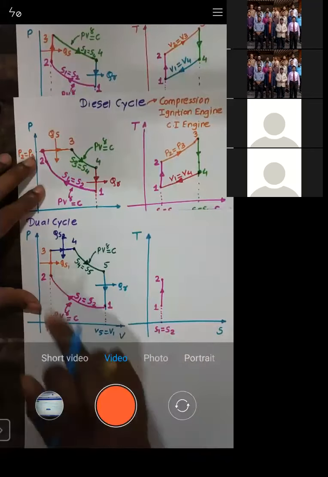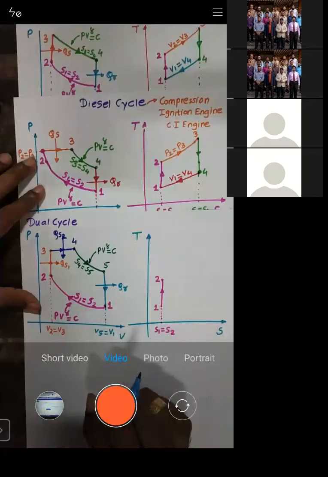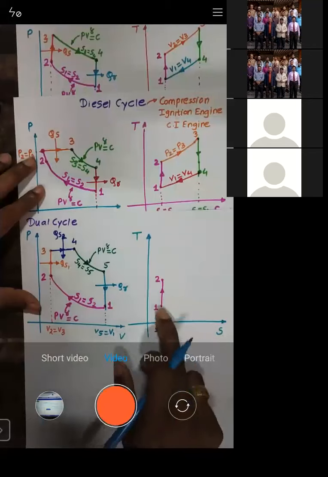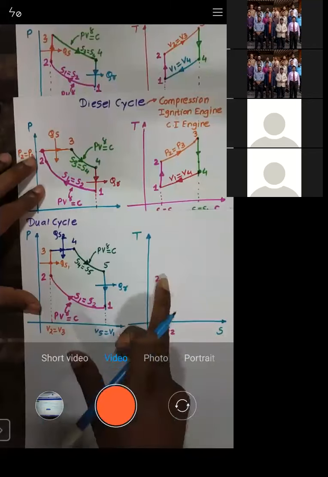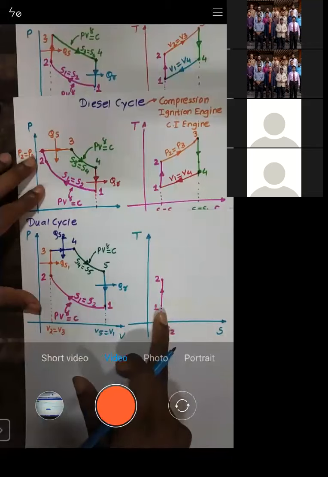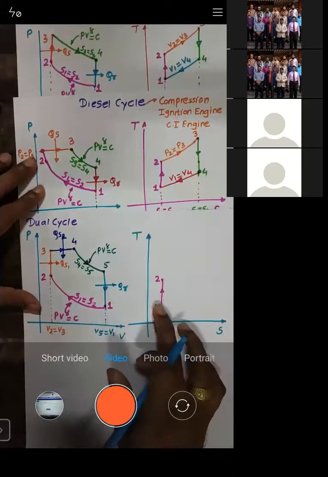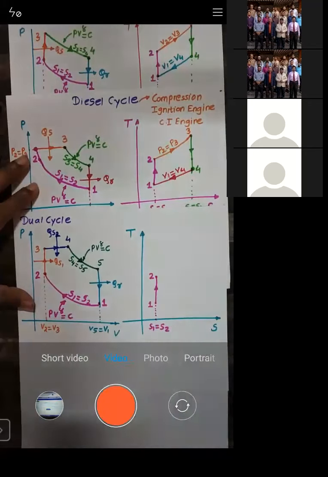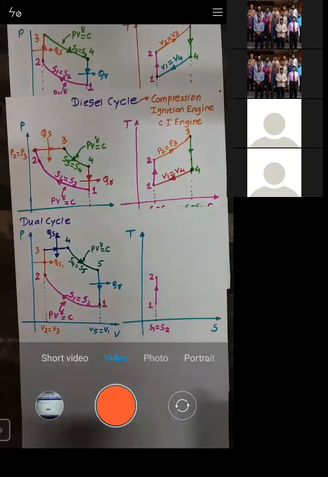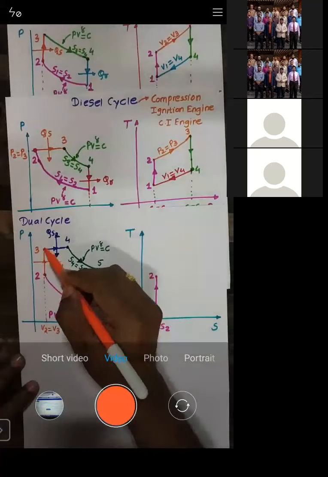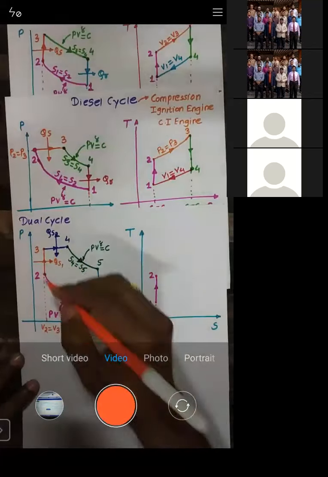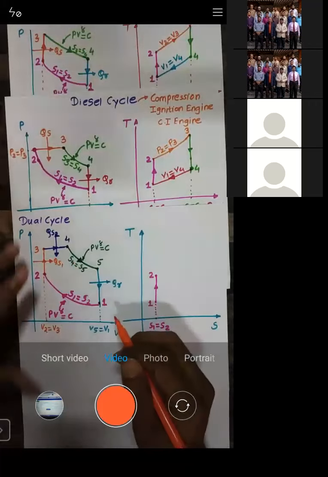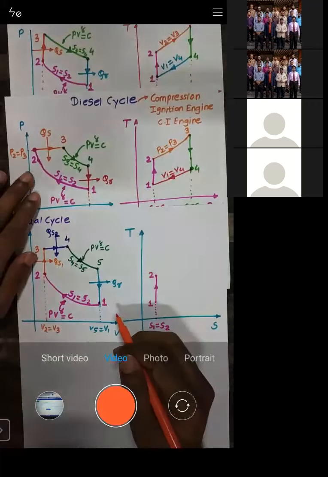So 1 to 2, it's isentropic compression. By keeping the entropy constant, as it's a compression, we are increasing the temperature. Now let us plot the process 2 to 3. During 2 to 3, heat is added, but heat is added at a constant volume.